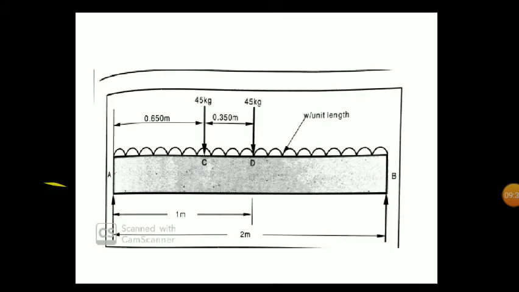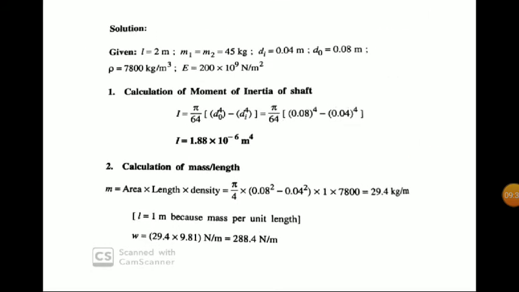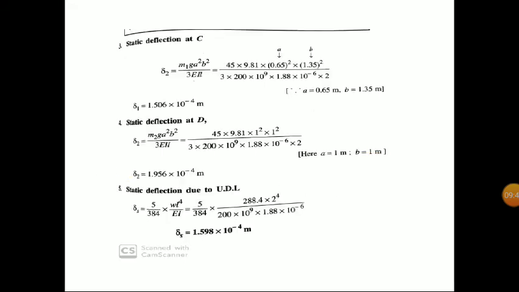So it is the same as the previous problem. First you calculate the moment of inertia. This is a hollow shaft, so you find the moment of inertia of the hollow shaft. Then you calculate the mass per length. Density equals mass by volume, so mass equals density into volume. Volume means area into length. So we are finding the weight.